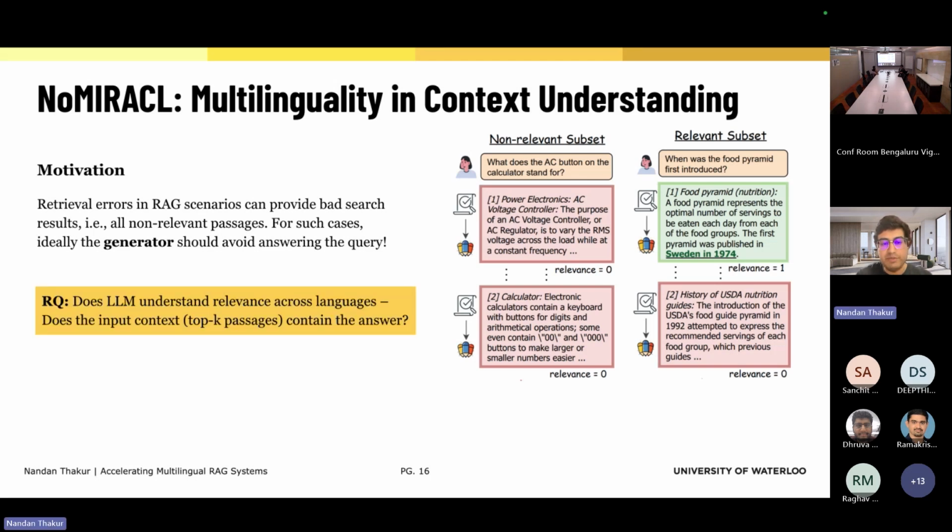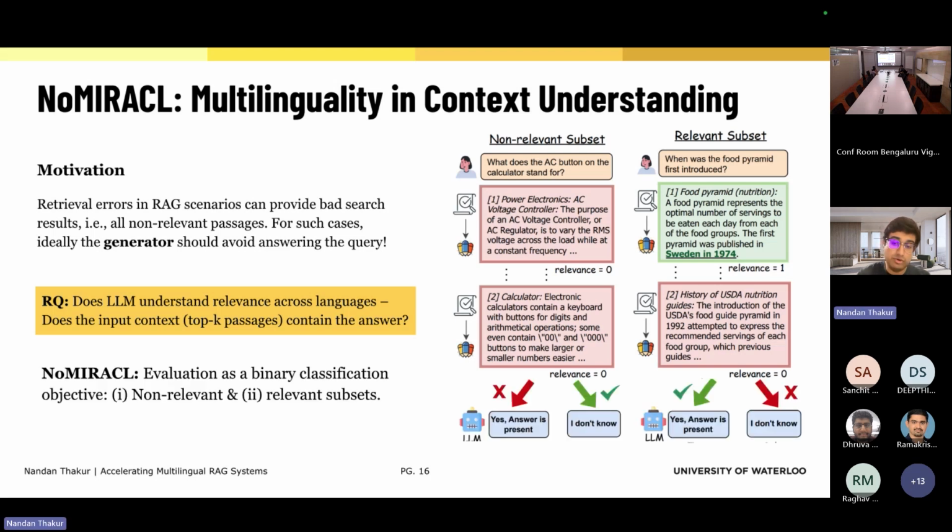So our research question for the paper was: do LLMs understand relevance across languages? Does it really understand whether your top K passages contain relevant information to answer the question or not? In order to do this, we do an evaluation in a binary classification objective where we constructed two subsets, the non-relevant subset and the relevant subset. The non-relevant subset contains all non-relevant passages, whereas the relevant subset would contain at least one passage which is relevant to the input question.